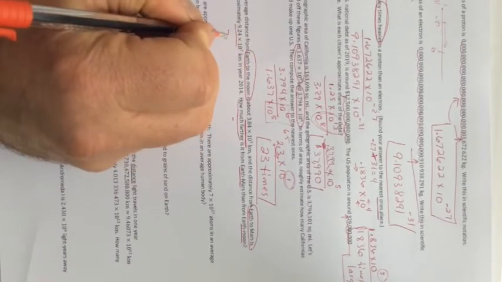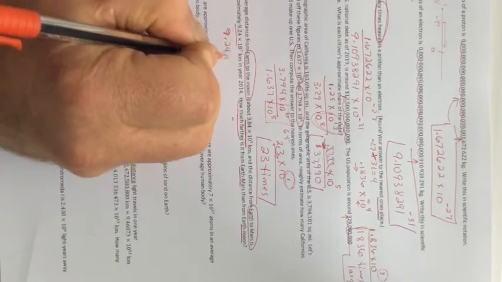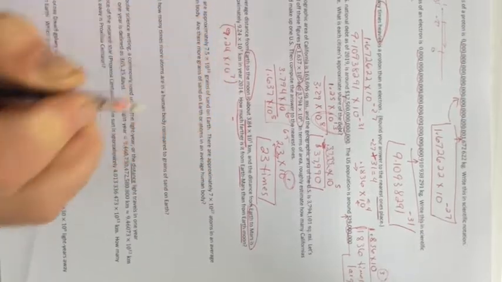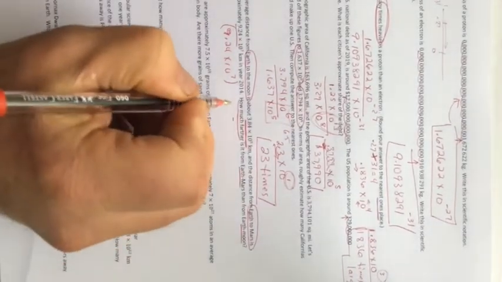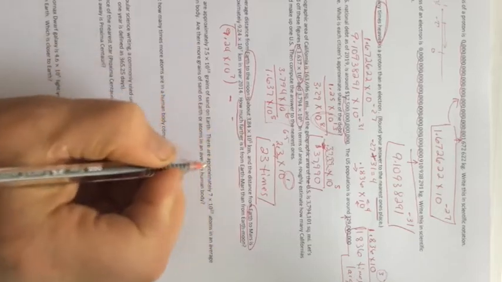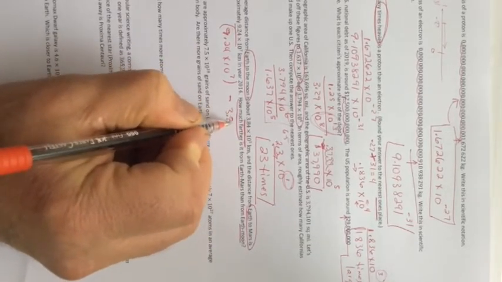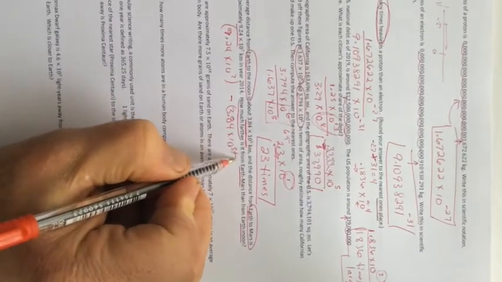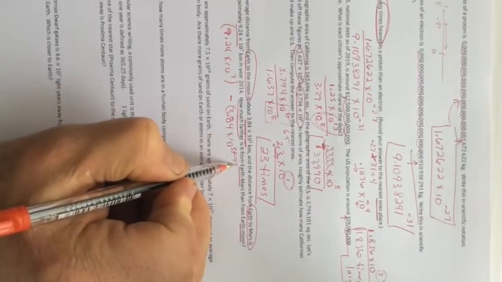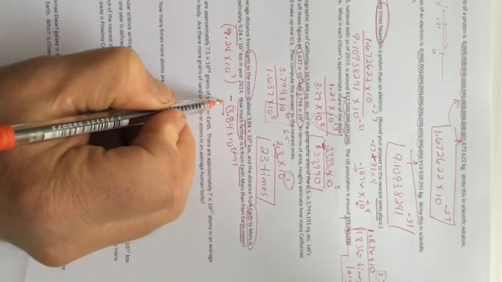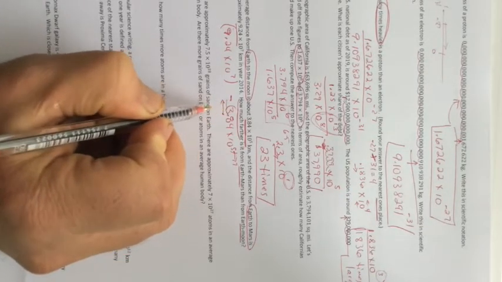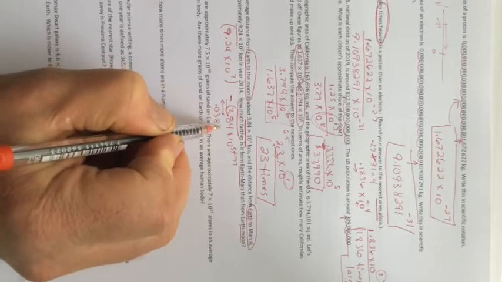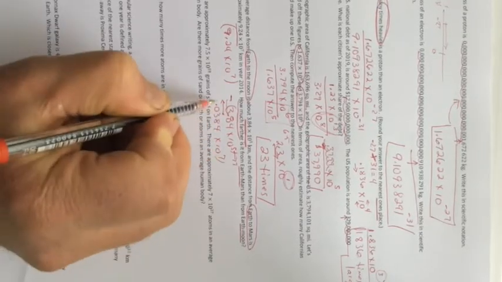So 9.24 times 10 to the 7, subtract the smaller one, 384 times 10 to the 5. But in order to do subtraction, we have to have the same base. So I think I'll take this 5 and crank it up to a 7 by going twice that way. So we take the decimal and go twice that way. 1, 2, puts a 0 in front of it. 0.0384 times 10 to the 7.